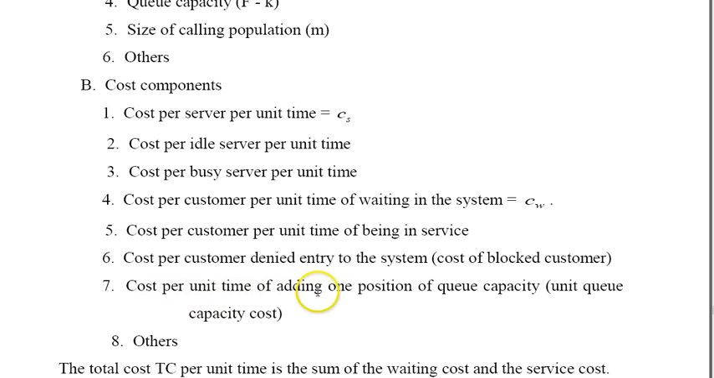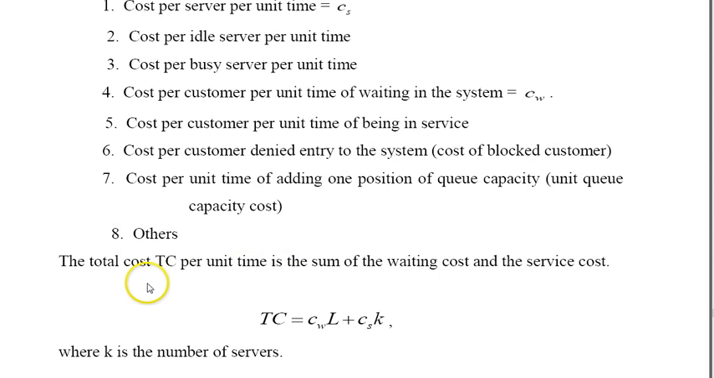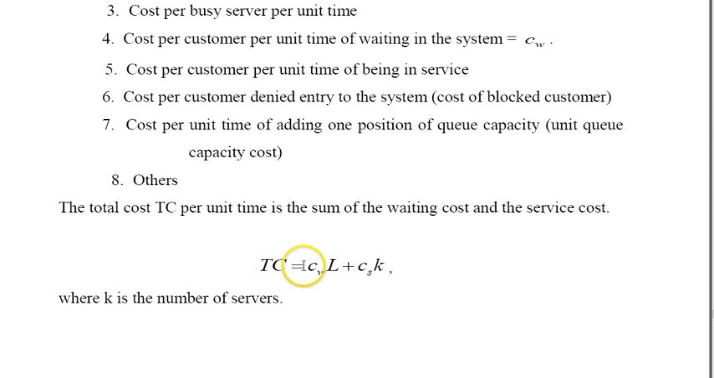Also the cost per unit time of adding one position to the queue capacity. So these are different types of cost, and we can see here the total cost for the system is the waiting cost per customer per unit time times L, which is the mean number of customers in the system, plus the service cost times how many servers you have. CW and CS should have the same unit of time, cost per unit time.